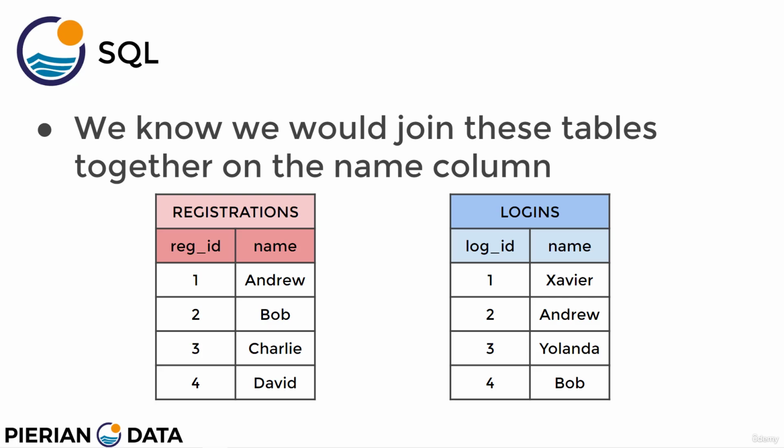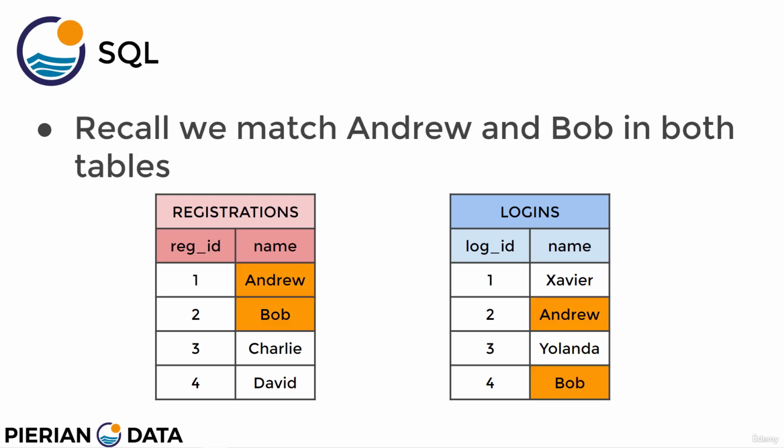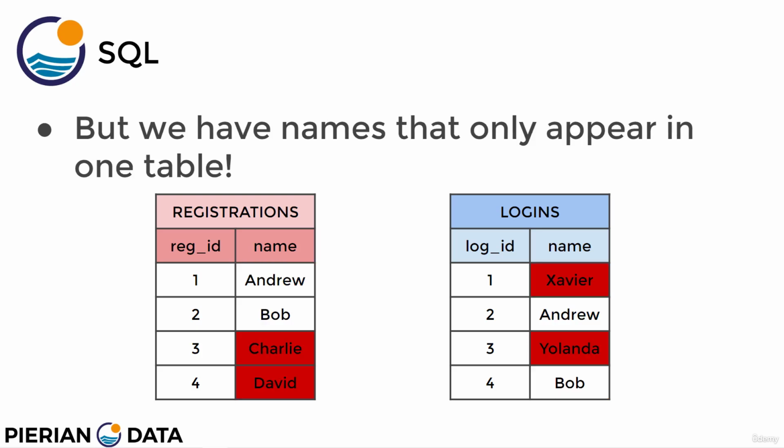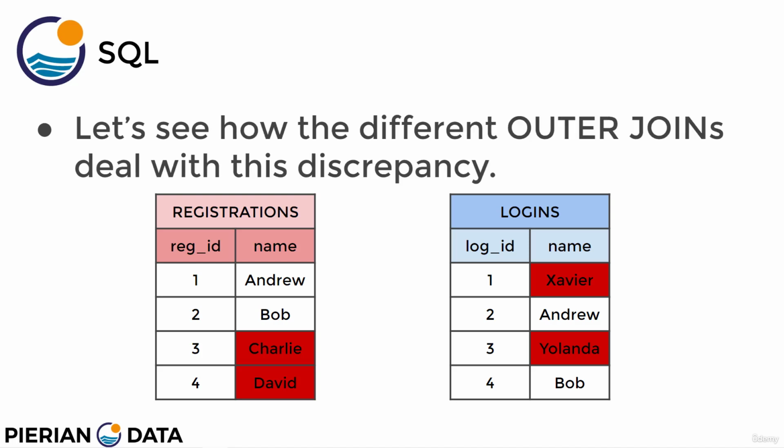We know we would join these tables together on the name column. Again, in this little universe, we're going to assume that the name is a unique identifier. There's no such thing as two Andrews or two Bobs in the world. Recall, using the inner join that we learned about previously, we could match Andrew and Bob in both tables. However, keep in mind we have names that only appear in one table, and that is Charlie and David in registrations and Xavier and Yolanda in logins. So let's see how the different outer joins deal with this particular discrepancy.